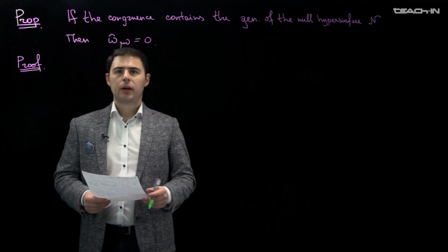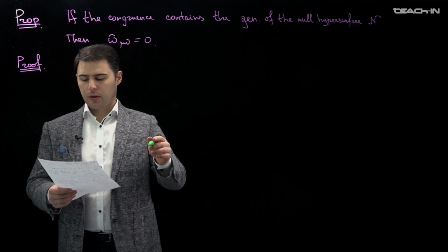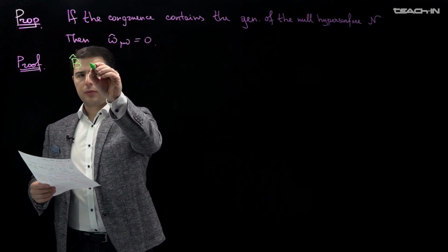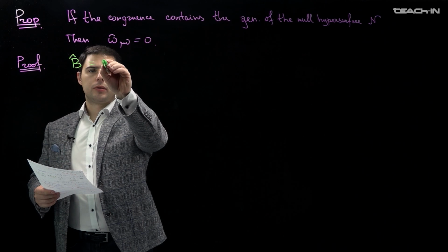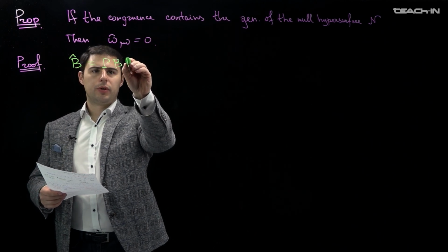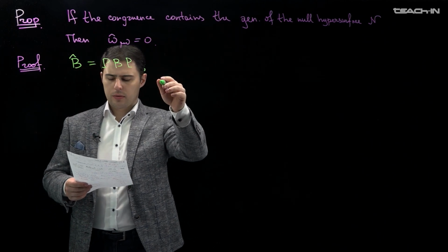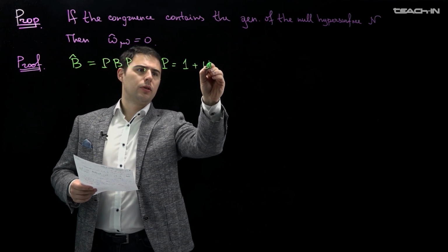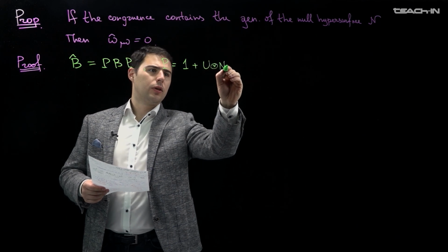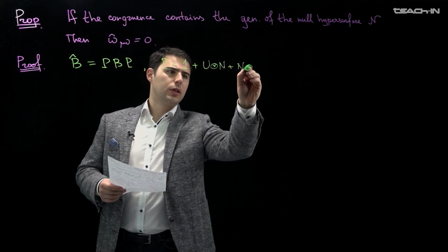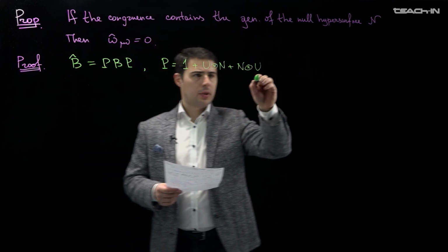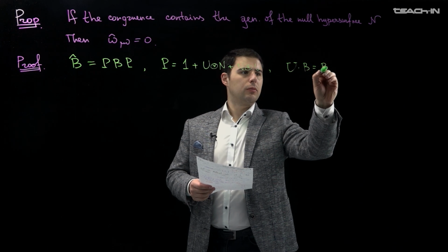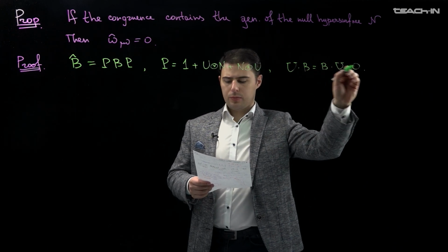Good. So let us write down the key quantities. So we have B hat equals P B. I'm not writing the indices here for simplicity. P is 1 plus U N plus N U. And of course it follows that U times B times U equals 0.